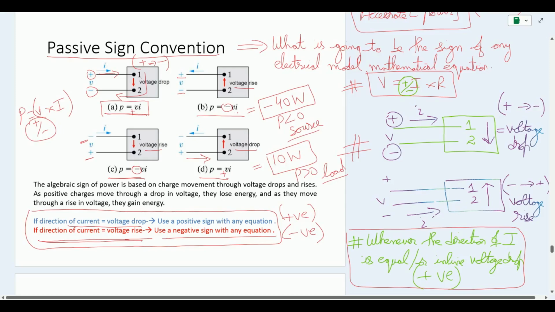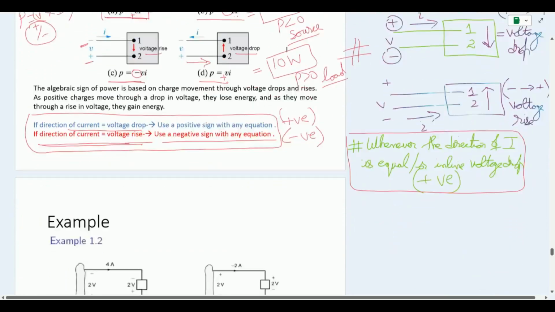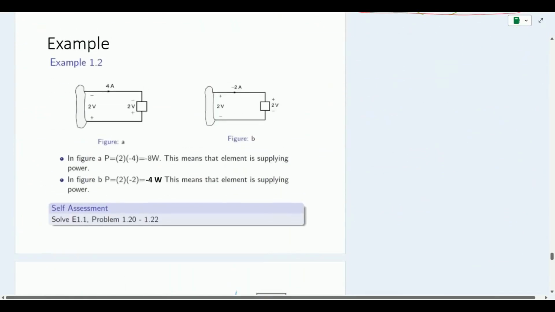To better understand this passive sign convention, let us have a look at an example. So here in this example, let us first focus on figure A. What is happening is that we have any arbitrary element over here and we want to know whether this is a source or it is a load. Similarly, we have a black box at the other end of the circuit and we want to know whether this is acting as a source or it is acting as a load.